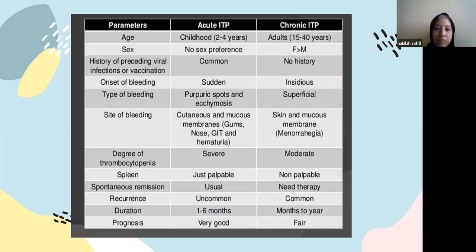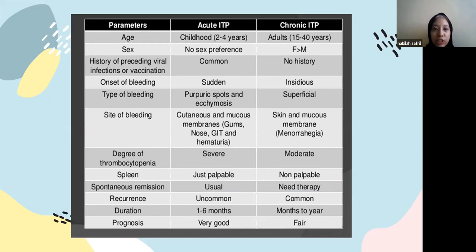So this is a table to compare between acute ITP and chronic ITP. In acute ITP, it occurs in childhood from 2 to 4 years, and in chronic ITP, it occurs in adults. In acute ITP, there's no sex preference, meaning the ratio of male patients that have ITP is the same as female. Whereas in chronic ITP, the female is more than the male.